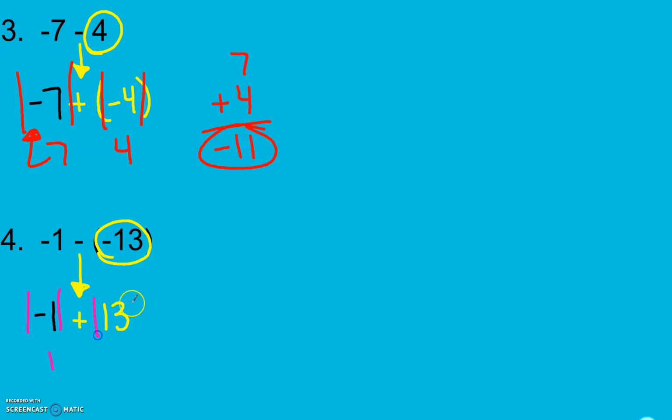Take my absolute values. My signs were different, a negative and a positive. So I take my bigger absolute value minus my smaller. We find the difference. Then we look, we said 13 was the greater absolute value, and we look here, it's positive, so my answer is positive.